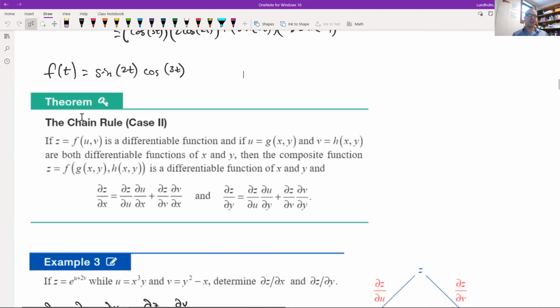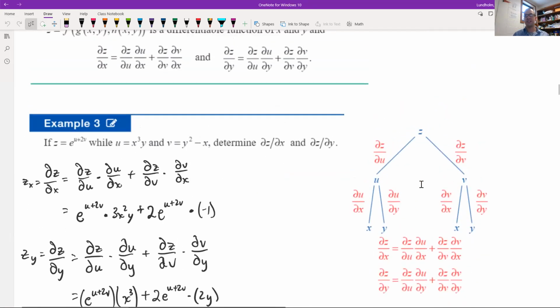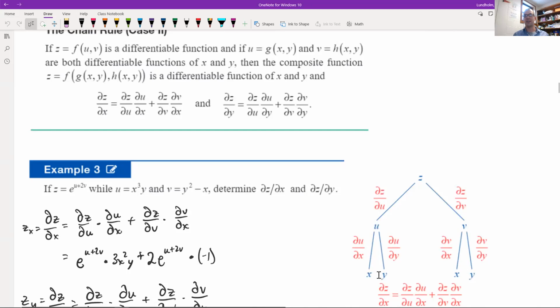Now we get a new theorem for the chain rule, case number 2. The difference now is that u and v, our intermediate functions, are now multivariable functions themselves. So we've got multivariable functions on multivariable functions. This is the tree diagram: x and y are our input variables, they're independent variables. u and v are our intermediate variables, and then z is our dependent variable at the end, the thing that we're trying to get overall.